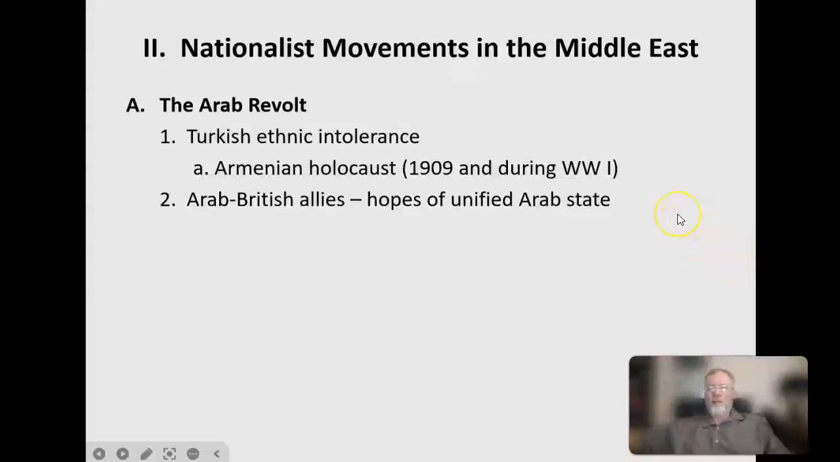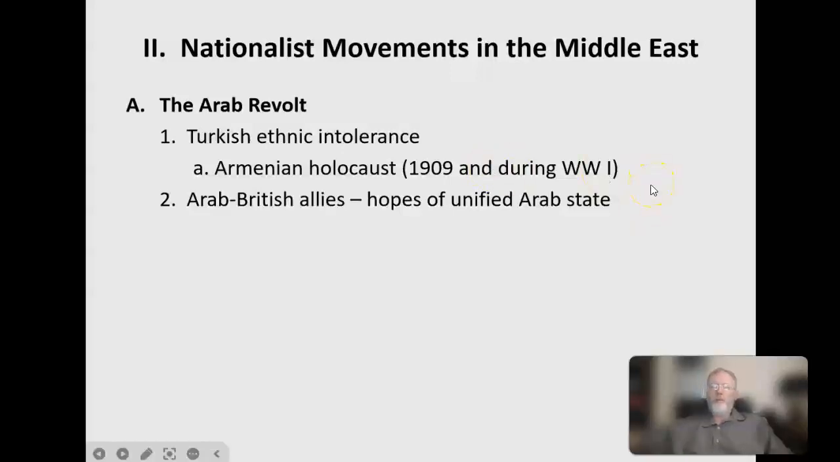They were lied to about this idea of a united Arab state, which has never happened. It's never happened even though they gained independence. Most of these regions gained independence in the 20s and 30s. It still has never happened. So this united Arab state was probably never going to happen.